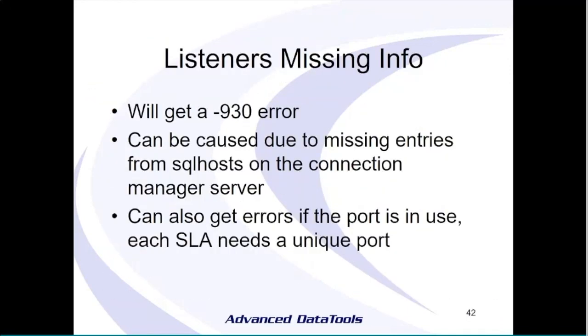The next one is, if your listener is missing information, you'll get a 930 error trying to bring it up. This means you don't have the correct listener name, it's not in SQLHOSTS, it doesn't have a valid port, etc. Or alternately, if your port's in use, you accidentally define the same port as one of your Informix ports. When the connection manager comes up, it'll try to bind to that port and fail. You'll get a 930 error, and it will be listed in your connection manager log file. If you're not reading that log file, you suddenly may have users not able to connect. But hopefully you would have worked all this out during testing anyway.